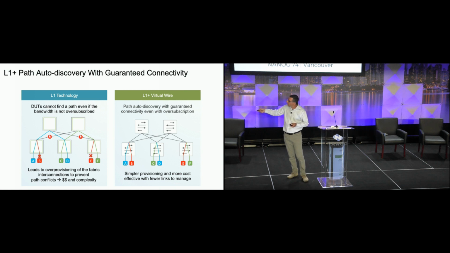Now, look at this. A connects to B, right, through the blue path. C connects to F through the green path. And now you want to connect B to E. Well, B can go here, but has no way to reach E. So although you have bandwidth, and this is technically a non-blocking fabric, you end up in a situation with just 6 ports where you cannot find a path.